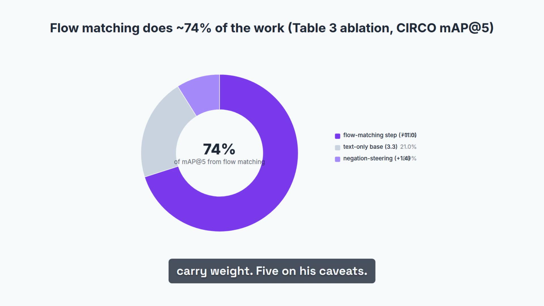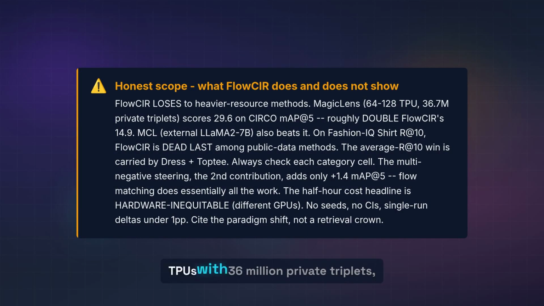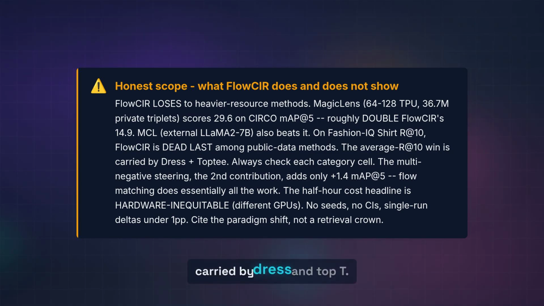Five honest caveats. First, FlowCIR loses to heavier resource methods. MagicLens, trained on 64 TPUs with 36 million private triplets, scores 29.6 on CIRCO, roughly double FlowCIR. Second, on FashionIQ shirt recall at 10, FlowCIR is dead last among public data methods. The average win is carried by dress and toptee. Third, the multi-negative steering, the second contribution, adds only 1.4 to the score. Flow matching does essentially all the work.